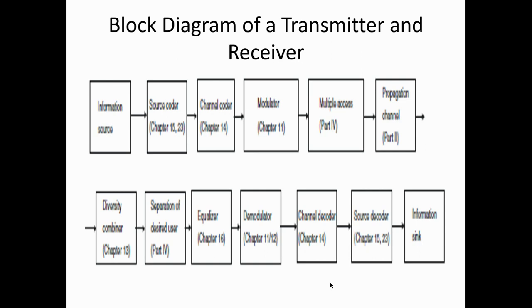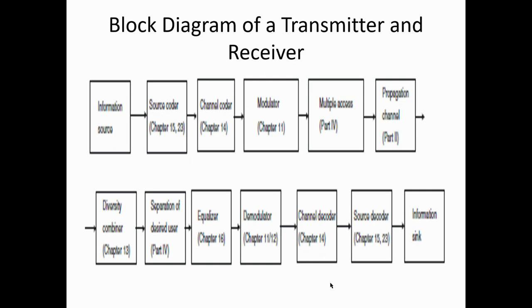So this is about block one. It provides the information, normally in analog form, and with the help of the ADC we convert the analog into digital. At the end of the information source, we have a digital signal which has to be transmitted over the wireless link. And the second block is the source coder.